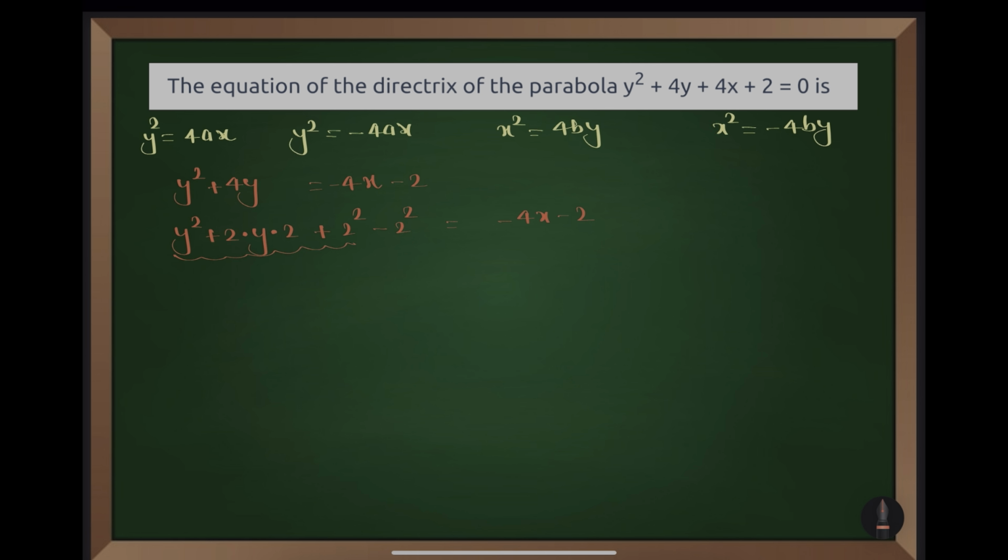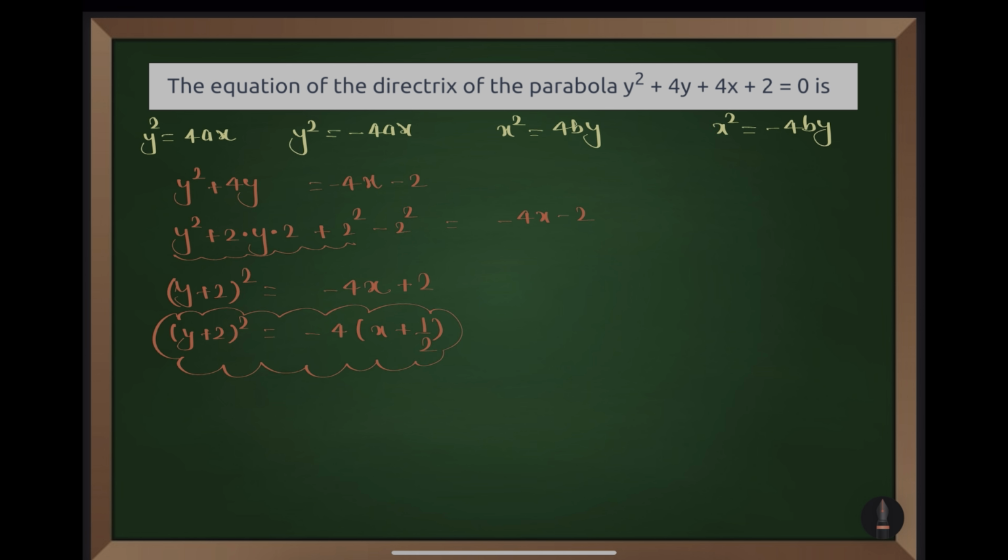Now you know that this will look like y plus 2 whole square, and this minus 4 will go to that side and become plus 4. So minus 4x plus 4 minus 2, which becomes plus 2. You know that we have to make sure the leading coefficient of y and x should be 1 only. So y plus 2 whole square equals minus 4 common, x plus 1 by 2. Okay, so we have converted our question into this form.